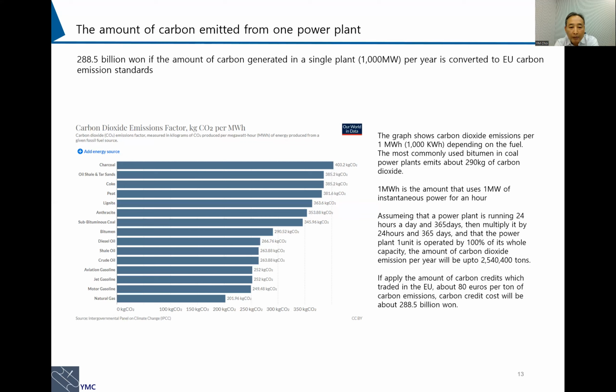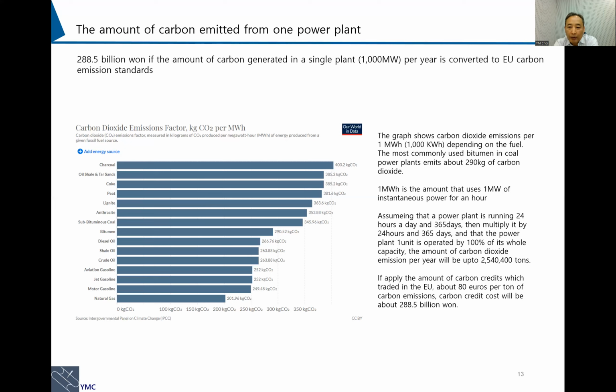The top line of the graph is for charcoal, which emits around 400 kilograms of CO2 to produce 1 megawatt hour. Natural gas is less than the others, with around 200 kilograms of CO2 emitted to produce 1 megawatt hour of electricity. So the graph shows the carbon dioxide emission for 1 megawatt hour by each fuel.